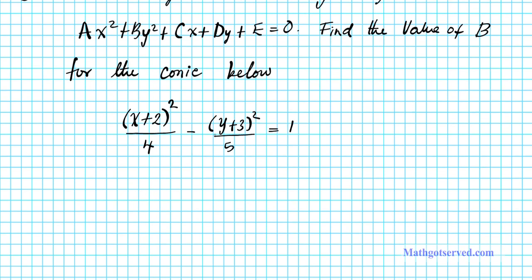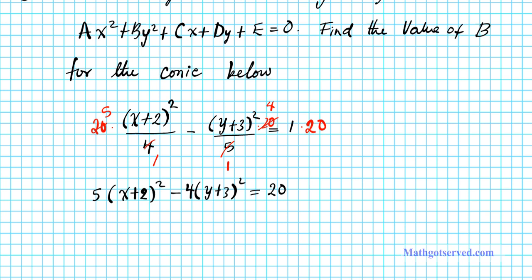Okay? So first thing we want to address is the denominators. We want to get rid of the denominators. To accomplish that, we'll simply multiply every term in this equation by the LCD of 4 and 5, which is 20. So multiply this by 20, this term by 20, and this term by 20. 4 goes here 1, 4 goes here 5 times. 5 goes here once, 5 goes there 4 times. So we have 5 times (x plus 2) squared minus (y plus 3) squared times 4 equals 20.